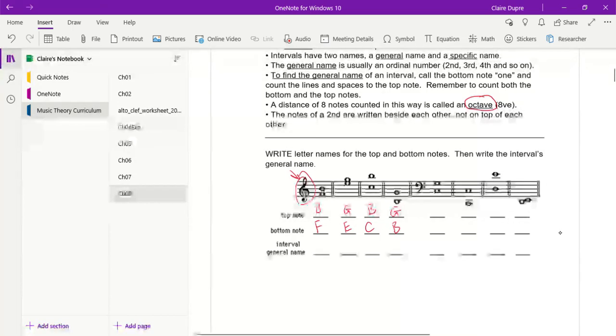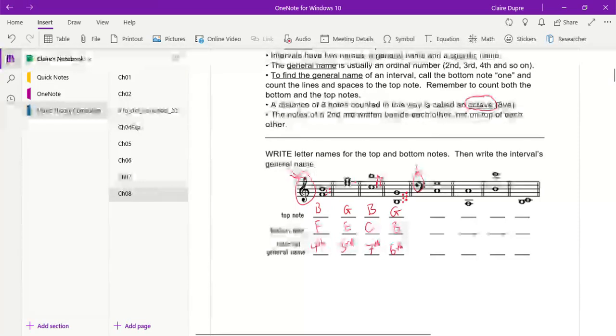All right, let's figure out the interval names. 1, 2, 3, 4. That's a fourth. 1, 2, 3. That's a third. 1, 2, 3, 4, 5, 6, 7. That's a seventh. 1, 2, 3, 4, 5, 6. That is a sixth.